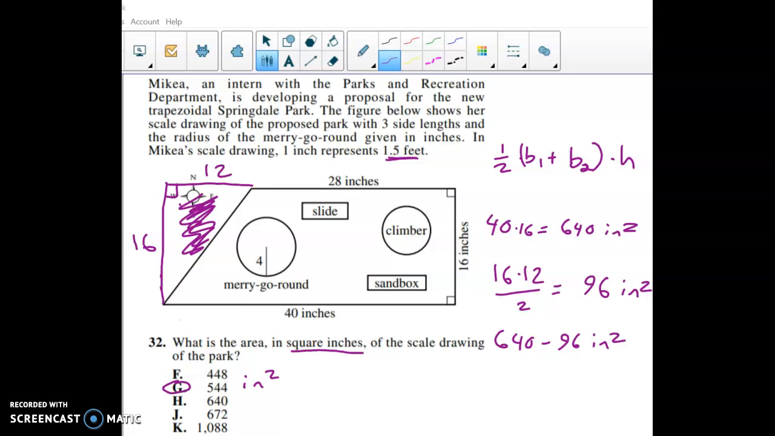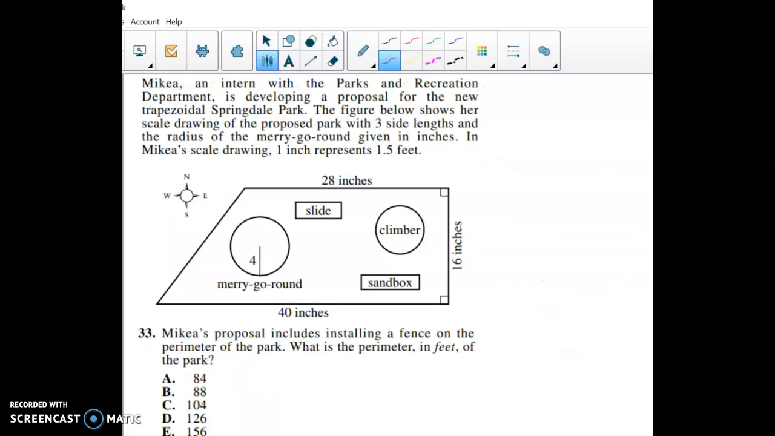All right, so let's go through a couple more on this same picture. So now we want to install a fence on the perimeter, right? So that's kind of what perimeter is, if you go all the way around the outside, right? So what would be the perimeter in feet? So we're going to have to do this conversion here. We're going to have to convert the inches into feet.